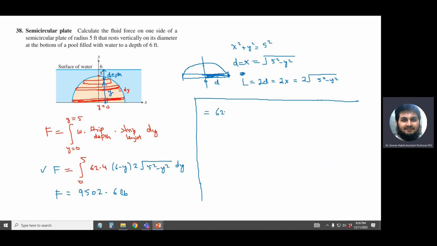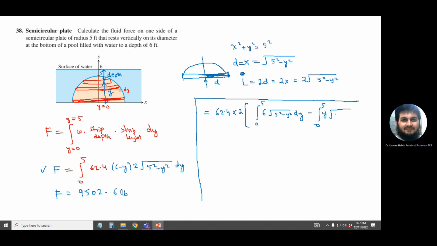62.4 is a constant. It will come out of the whole integral. That is the 2, the constant. In the middle, we will be left with the integral from 0 to 5. 6 minus y gets multiplied by the square root, so you get 6 times the square root of 5 squared minus y squared, dy, minus the other integral from 0 to 5 of y times the square root of 5 squared minus y squared, dy.